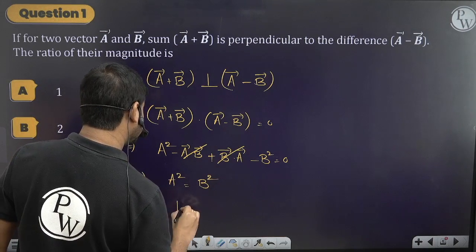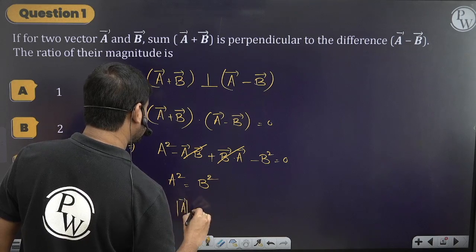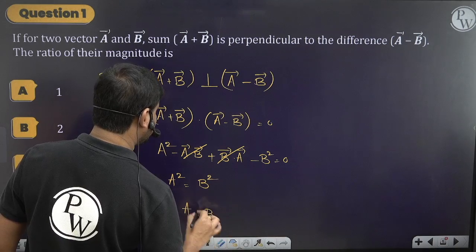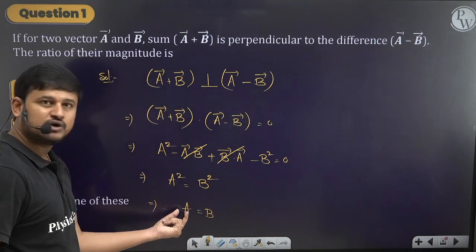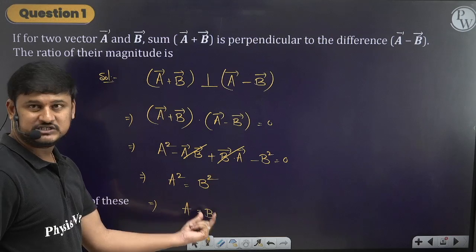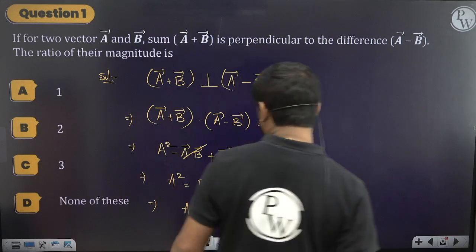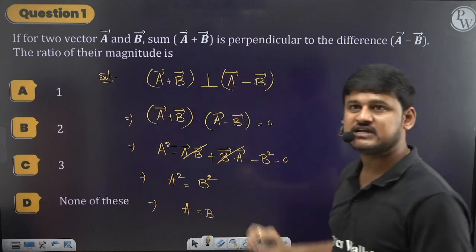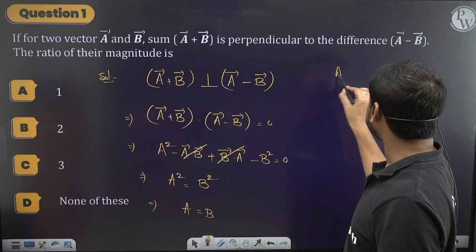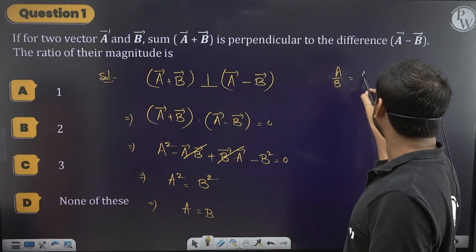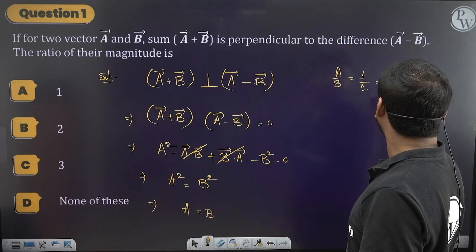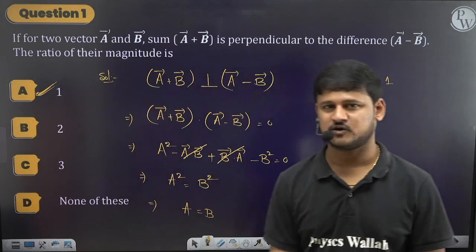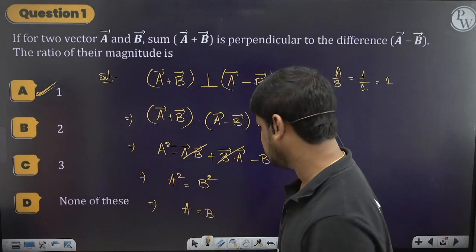So from here, the magnitude of vector A, or simply A, is equal to B. What does A mean? It's the magnitude of A. What does B mean? It's the magnitude of vector B. So those two magnitudes are equal. What are they asking in the question? The ratio of their magnitudes. The ratio of their magnitudes means A by B, which is equal to 1 by 1, which is 1. So the ratio of their magnitudes is 1. Option A is the correct one. Clear? Okay, let's move further.